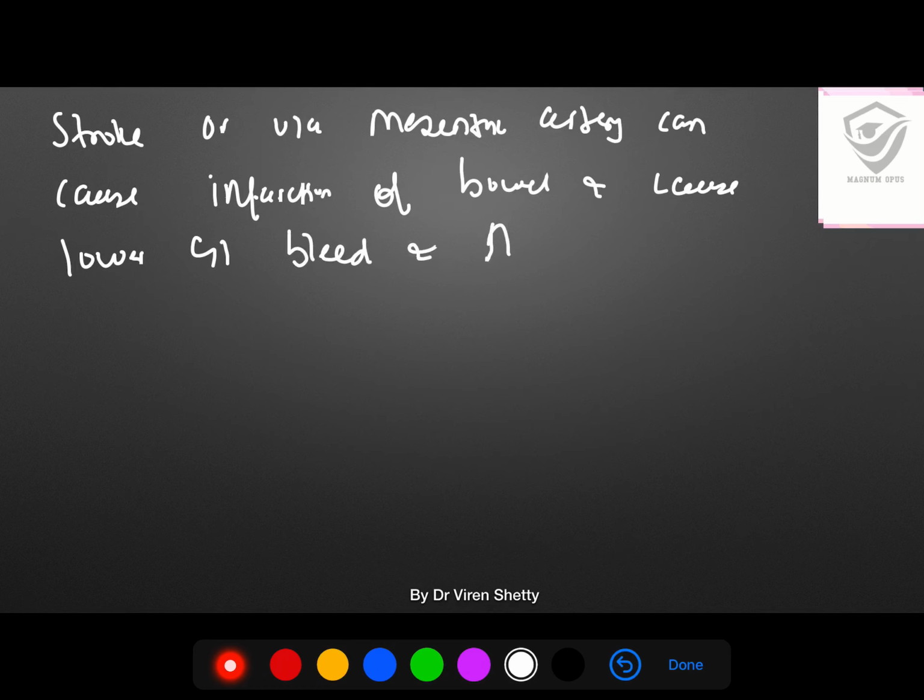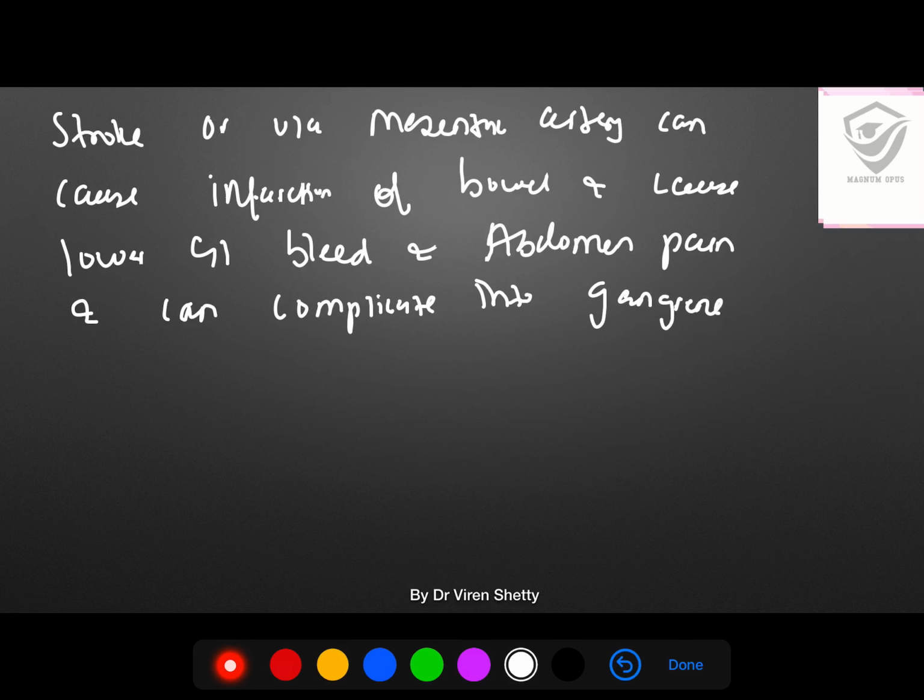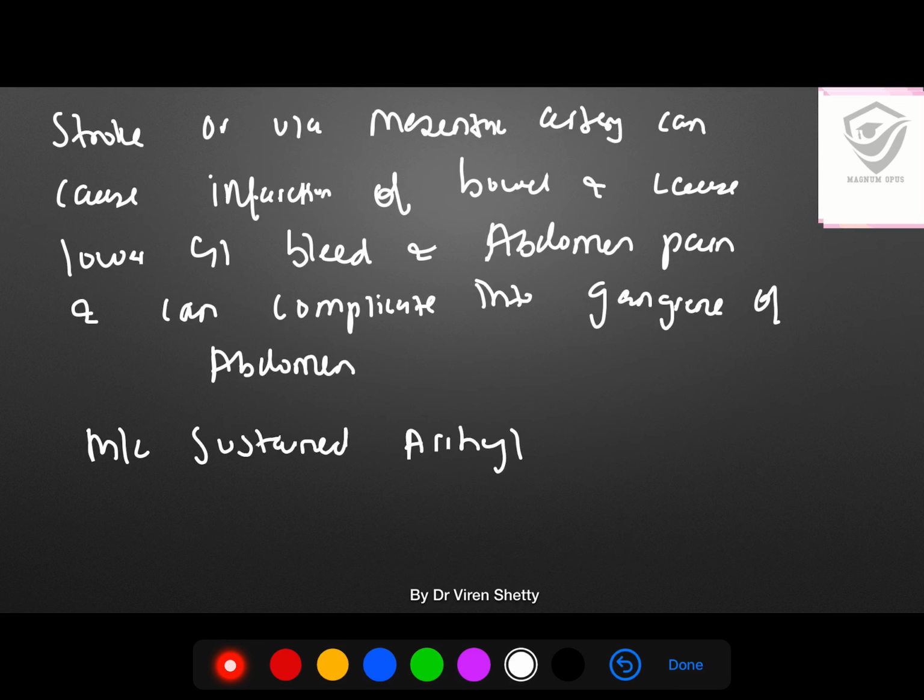This will cause excessive abdominal pain and can complicate into gangrene of the abdomen, or the gangrene of the intestine. So why I'm mentioning this is that if you see any abdominal-related symptom in a question of atrial fibrillation, think about this complication. Another one-line MCQ: atrial fibrillation is the most common sustained arrhythmia that is present.